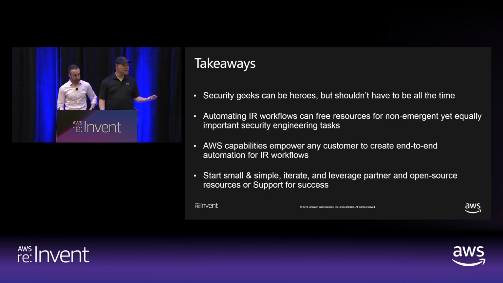All right, so summarizing the takeaways for you to go back and share with your team. Security geeks can absolutely be heroes, but they shouldn't have to be heroes all the time. I have a cape. Hey. Automating incident response workflows is going to free resources, right? So that you can perform some of those non-emergent yet very important security engineering tasks. AWS capabilities are going to be the key to helping you create end-to-end automation for those incident response workflows.